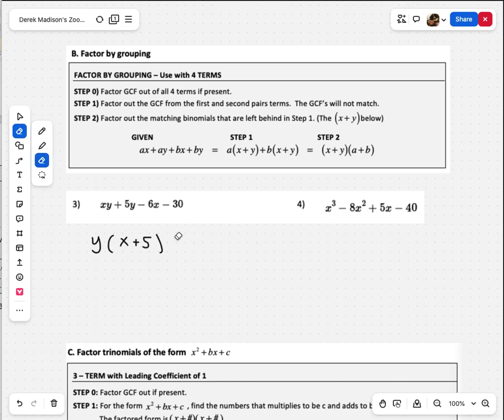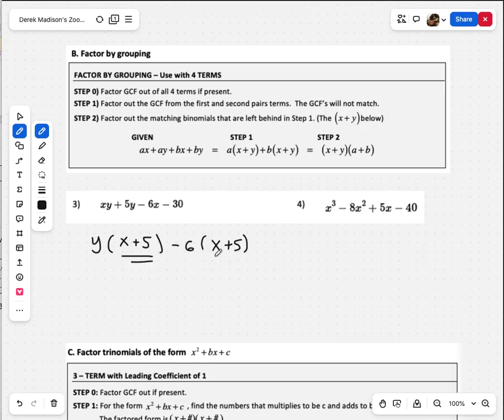Honestly, let me rewrite it for a second. Once I'm to here, I will often just write down x plus 5 again, because I know that's what's coming up, because it's a 4-term grouping problem. And then I look and I see, what do I need to pull out of these 2 to make that true? So in this case, negative 6, for those same reasons.